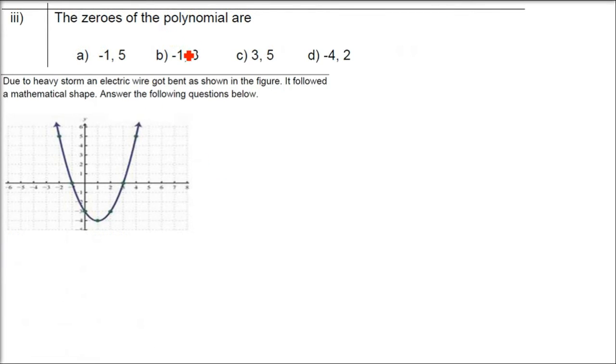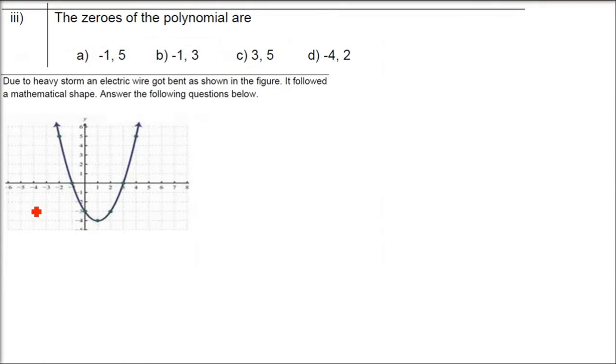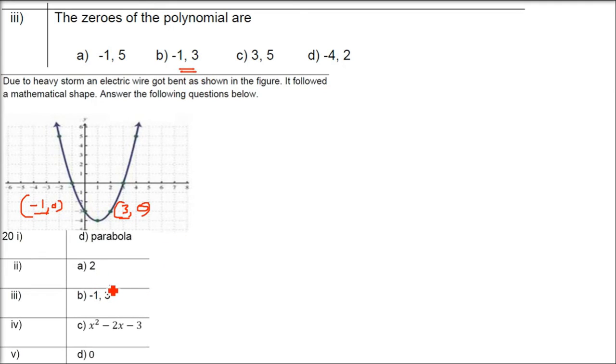The zeros of the polynomial are wherever it is cutting the x-axis. As you see, it is cutting the x-axis, so y has to be 0. There are 2 x points. One is -1, one is 3. So we don't have a y here. So -1, 0 and 3, 0. These are the zeros of the polynomial. -1 and 3 is the answer. Okay, -1 and 3. B is the correct answer.